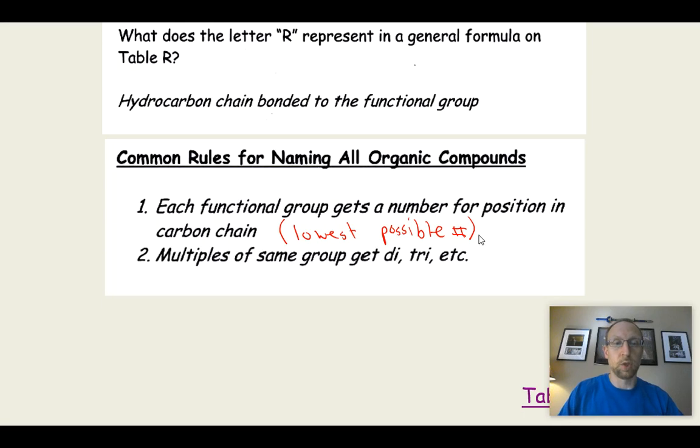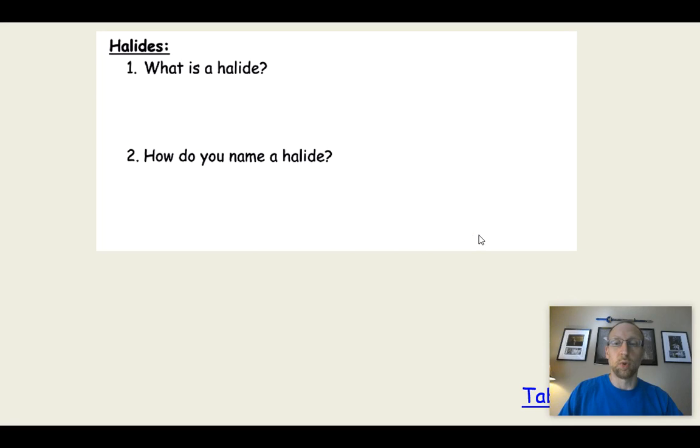Okay. Number 2, multiples of the same group get di, tri, etc. Just like with the branched alkanes, multiples of the same group got di, tri, whatever. So all these things are carrying over into this topic. Try and again see the similarities, and it makes things a lot easier. So now let's start going through the different organic compounds.